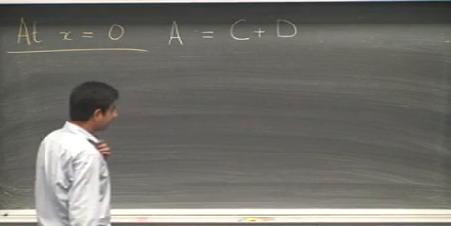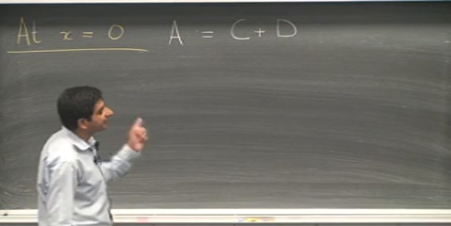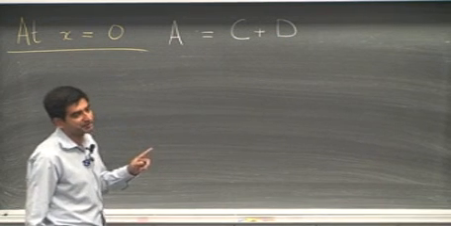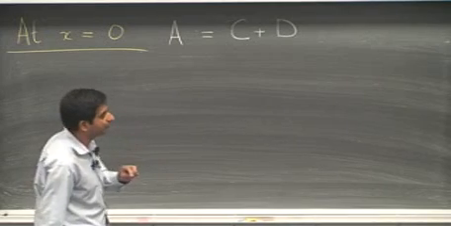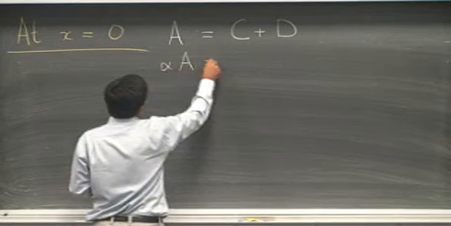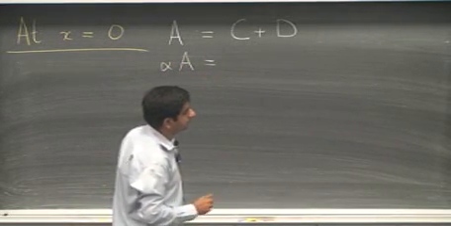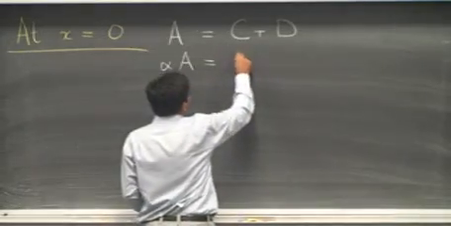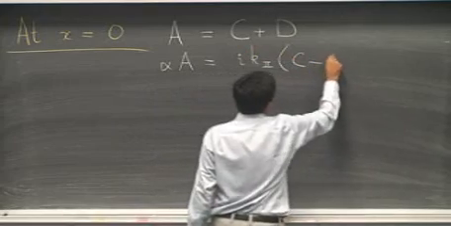The other condition that has to be implemented at x equals 0 is that the derivatives of the two wave functions must be equal at the x equals 0 point. So you have alpha A equals iota k2 times C minus D.